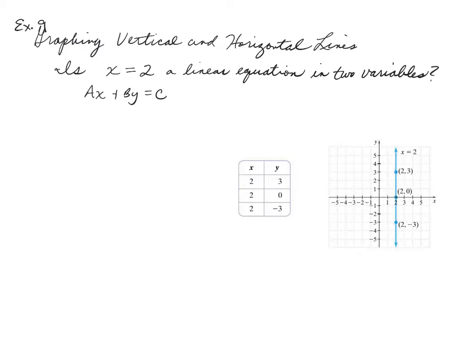Well, can x equals 2 be written in that form? Yeah, well, it can, because it can be written 1x plus 0y equals 2. The only criteria is that it can be written in this form. So anyway, this is a linear equation in 2 variables. It's just that the coefficient of the y variable is 0. So let's look at what this kind of equation looks like as a graph.